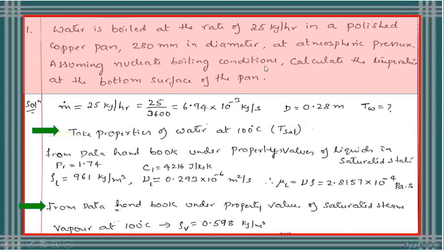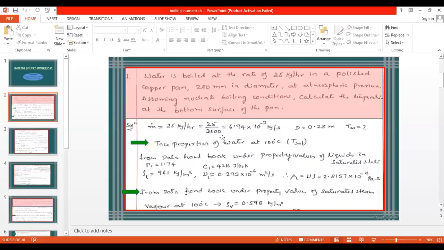Assume nucleate boiling conditions. Calculate the temperature at the bottom surface of the pan. So here you need to calculate the pan surface temperature. But the water is boiling at atmospheric pressure, and the saturated temperature of the water is 100 degrees centigrade. For this, you need to go to the properties of the water table.